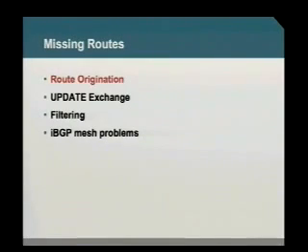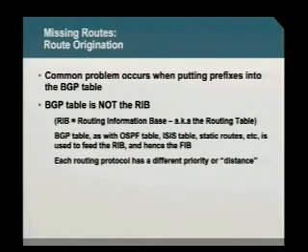Okay, so again, 4 examples, 4 situations to look at. First one is originating prefixes. There's a common problem when putting prefixes into the BGP table. I suppose in the early days, a router was a router and it just had a routing table, and people really didn't think what the routing table was. It was just a collection of everything the router knew, and people waved their hands and that was it.